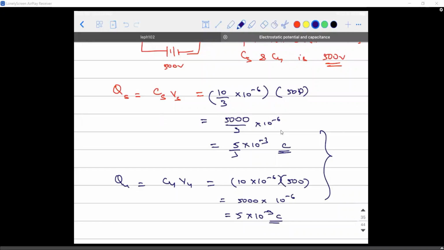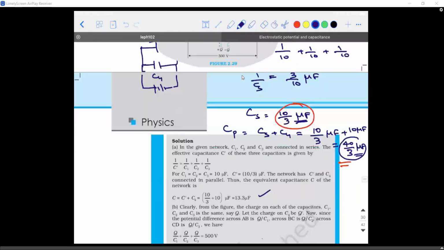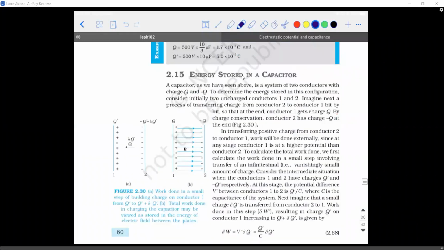So we need a little more practice on these kinds of problems. We'll do one last problem based on the same concept. What is the time? 6:30. Okay, I'll do one thing. I'll teach the last concept, that is the energy stored in a capacitor. Then we will go to the problems. So write down the heading as energy stored in a capacitor.